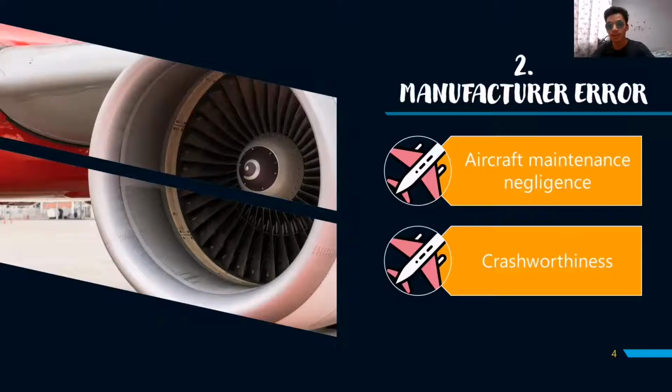Second point is crashworthiness. Not every crash should cause severe injury and death. No product liability investigation is complete until answers are found to this question: how did the people on board the aircraft actually suffer the injury?